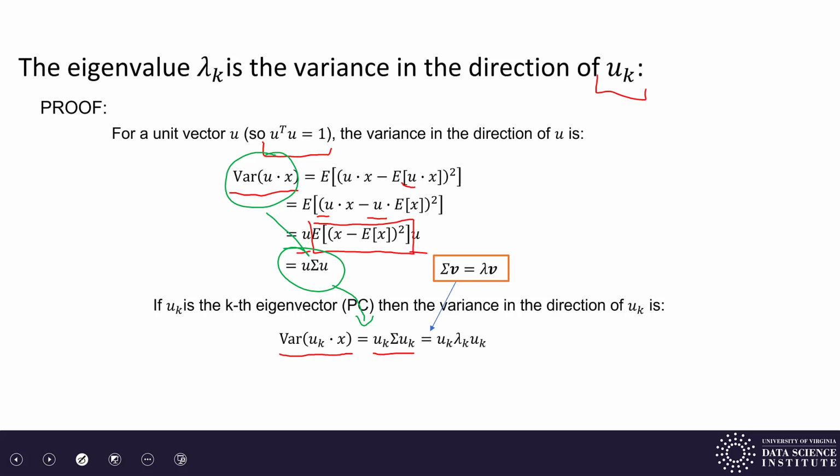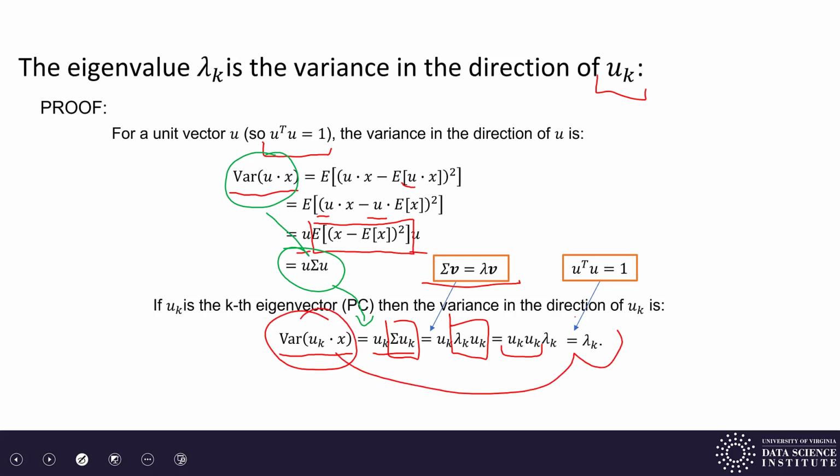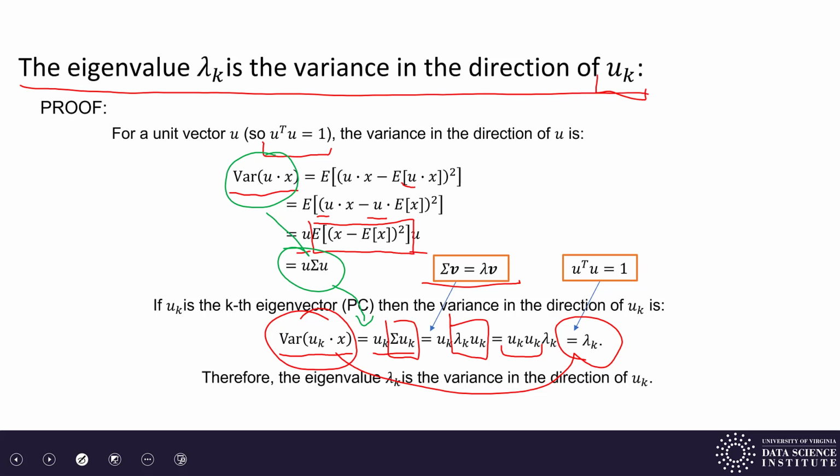Now because uk is an eigenvector for that covariance matrix, we can replace that sigma by a lambda, right? This piece here becomes lambda uk by this formula. It's the definition of an eigenvector. We can swap the order of operation here because it's just a scalar multiplying a vector, and then uk transpose times uk is 1, and so we get just this lambda. And so that says the variance in the direction of the principal component is equal to the eigenvalue associated with that principal component. Right, that's the thing which we were to prove here. Okay, so the eigenvalue is the variance in the direction of the principal component.